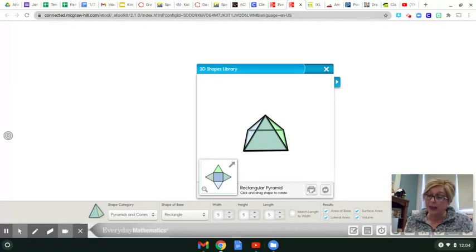Next week, we're going to get into some other vocabulary words and ways to describe the attributes of these shapes. Have a great day.